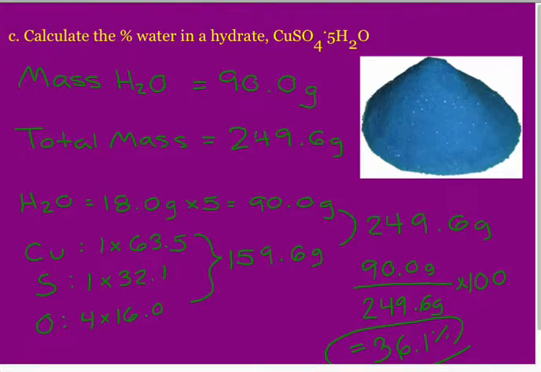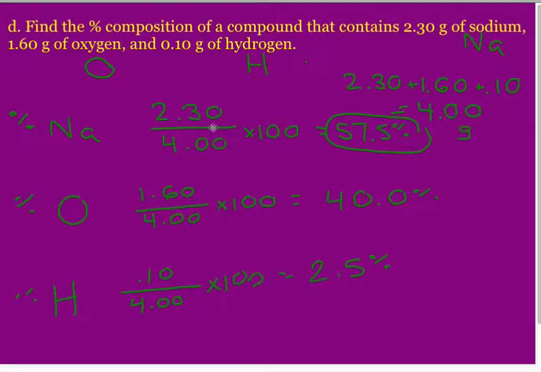Last but not least, sometimes they'll give you enough information that you don't even have to use your periodic table. We're still finding the percent composition of each one, using the information given. They had a compound, they ripped it apart somehow, and they figured out they had 2.3 grams of sodium, 1.6 grams of oxygen, and 0.1 grams of hydrogen. In all these situations I just used the ratios they gave me. For sodium, 2.3 grams. The bottom has to be the total, so I added them up: 2.3 plus 1.6 plus 0.1 gives a total of 4 grams.